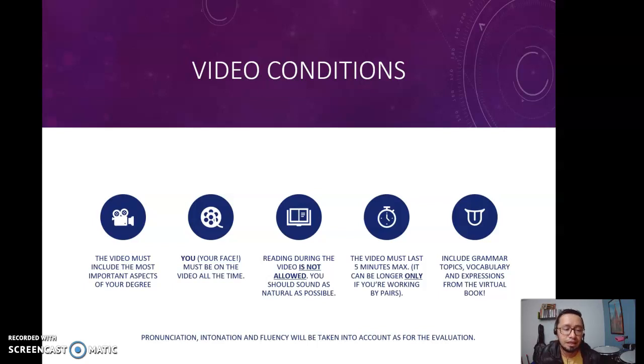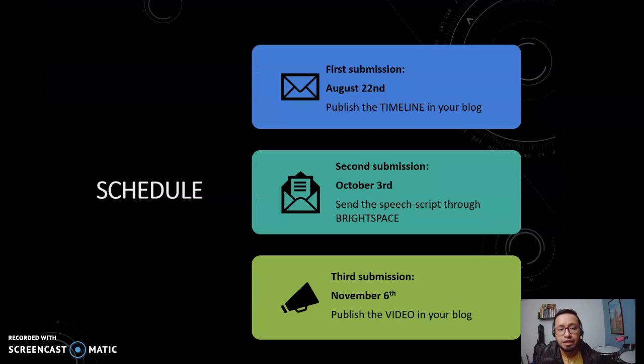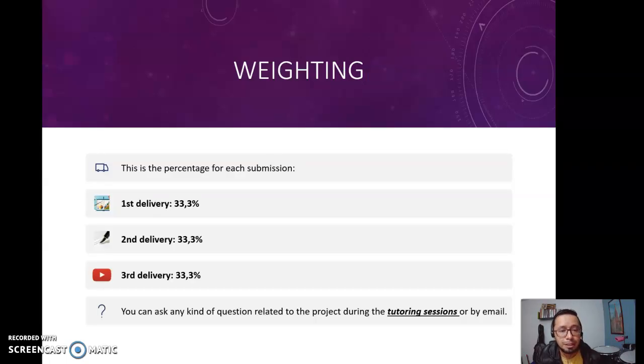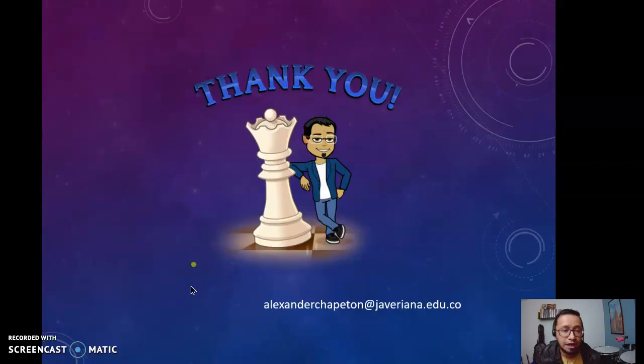As I said, I don't want to spend too much time explaining these, but it's important for you to know the main aspects. But now I want you to focus on the first submission that is for August the 22nd. Then we will have another one October the 3rd, and finally publishing the video would be on November the 6th. So for you to know that this project has 3 deliveries or 3 submissions, each one of them have exactly the same percentage, to complete 100.